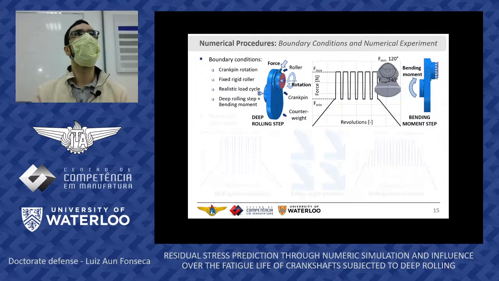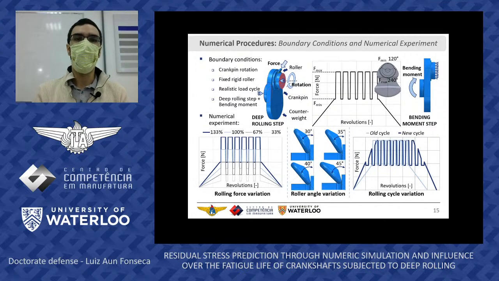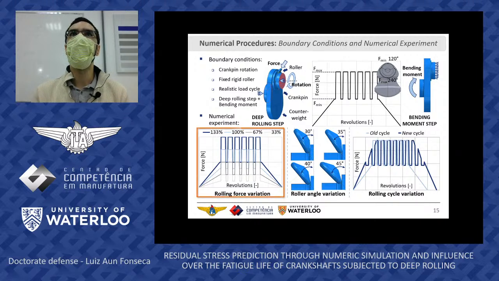And for the numerical experiment, we have chosen three main process parameters here to change. The first one being the rolling force. So from a baseline of 100% of rolling force, we have ranged from 33 to 133%. For the roller angle variation, we have changed between 30 and 45 degrees, and also studied rolling cycle variation with so-called old and new cycles. But what we will see is that the rolling force variation was the most important parameter in residual stress generation. So we will take this process parameter and vary it also experimentally.